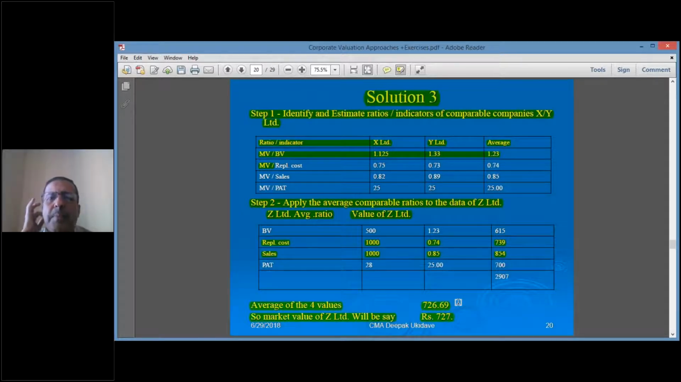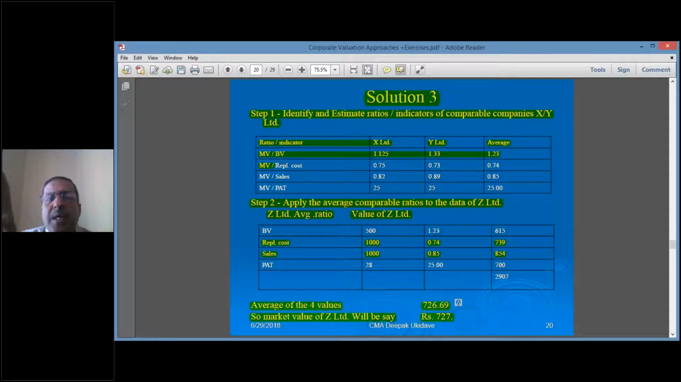What did we do? Two companies we have selected for comparison, X Limited and Y Limited. Step number 1. Step number 2, performance indicators we identified: book value, replacement value, sales and PAT. Step number 3, find out the market value versus performance indicator ratio, MV-BV, MV replacement cost, find out such ratios for X and Y. Step number 4, take the average of each ratio across the companies.